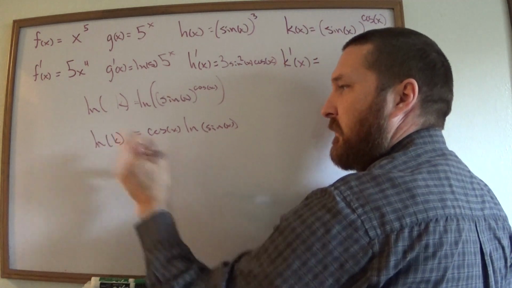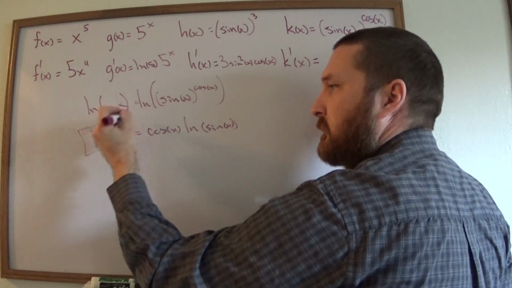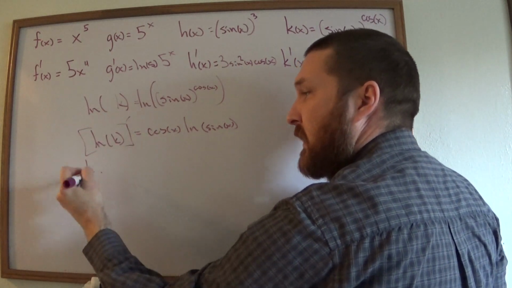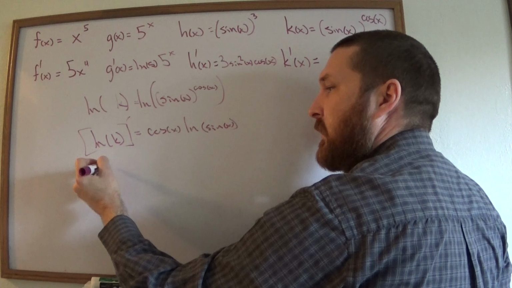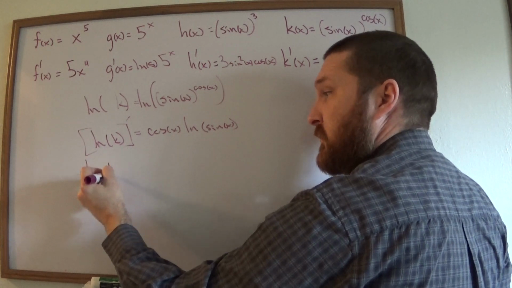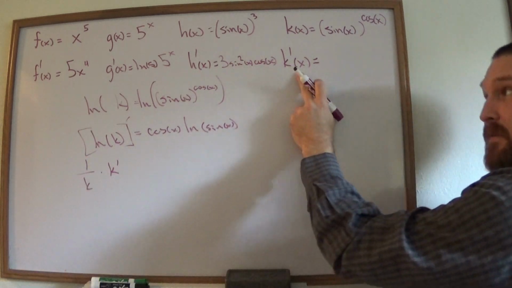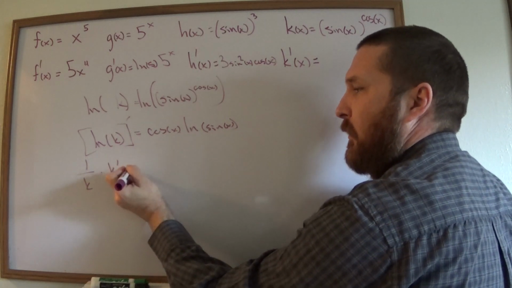Now I'm going to take the derivative of both sides. So 1 over k times the derivative of k. So the derivative of k, which is the thing we're looking for, right? Okay. Now what?